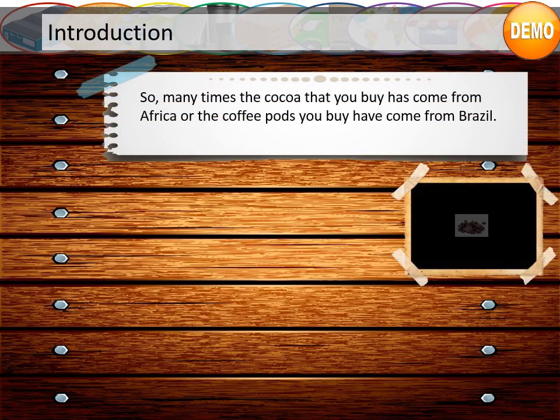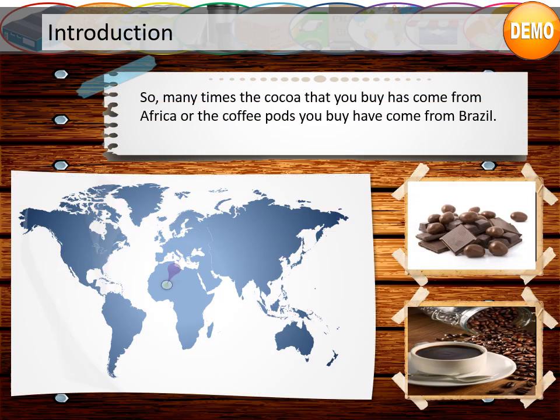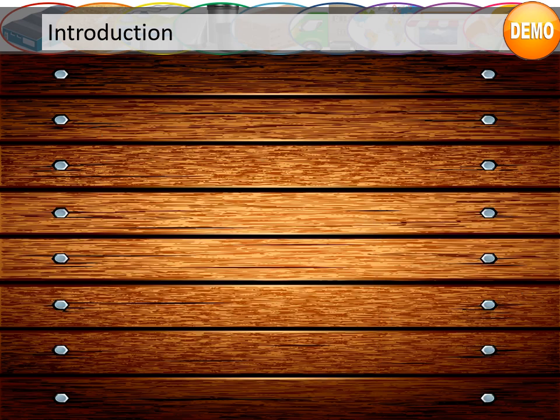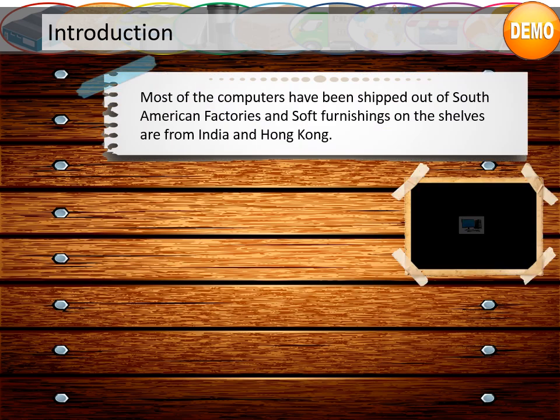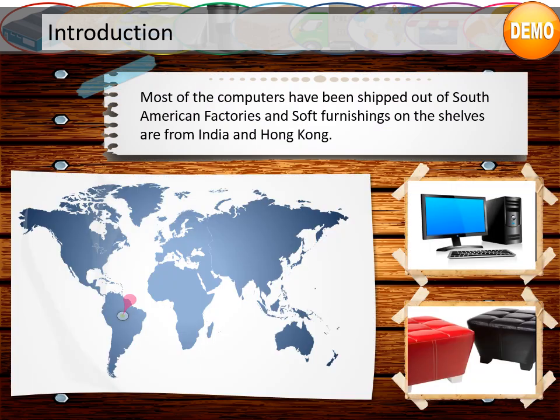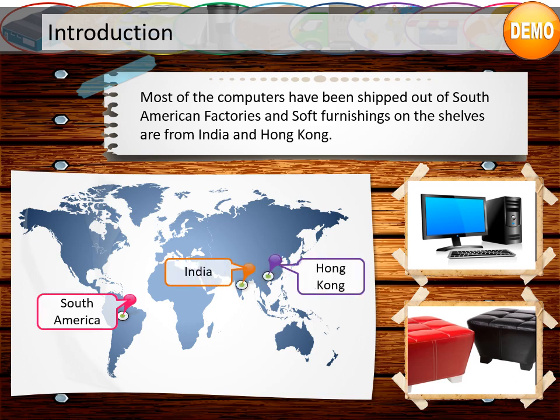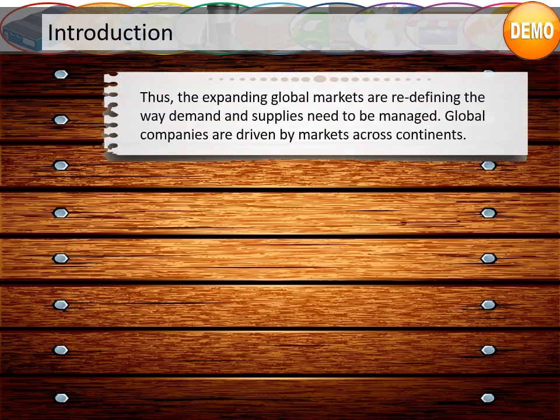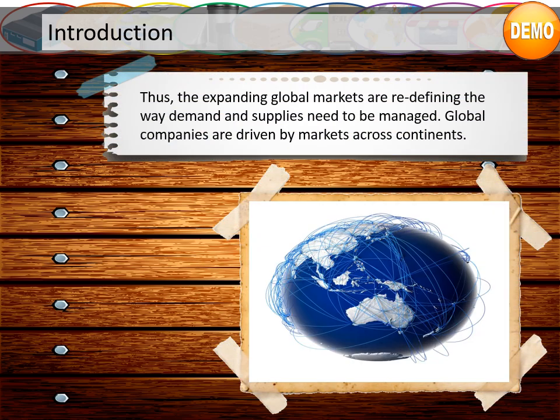So, many times the cocoa that you buy has come from Africa, or the coffee pods you buy may have come from Brazil. Most of the computers have been shipped out of South American factories, and soft furnishings on the shelves are from India and Hong Kong. Thus, the expanding global markets are redefining the way demand and supplies need to be managed. Global companies are driven by markets across continents.